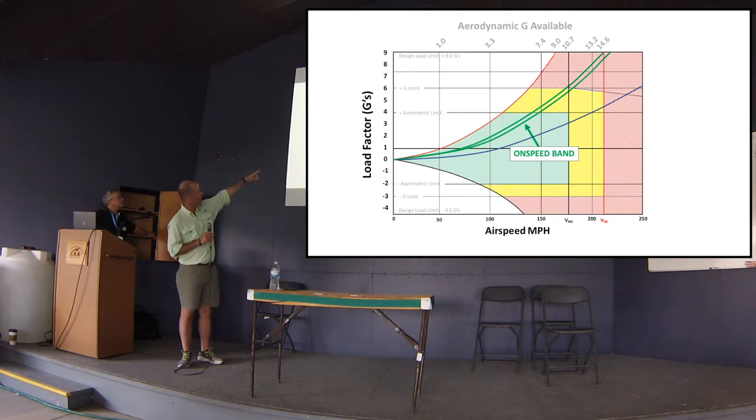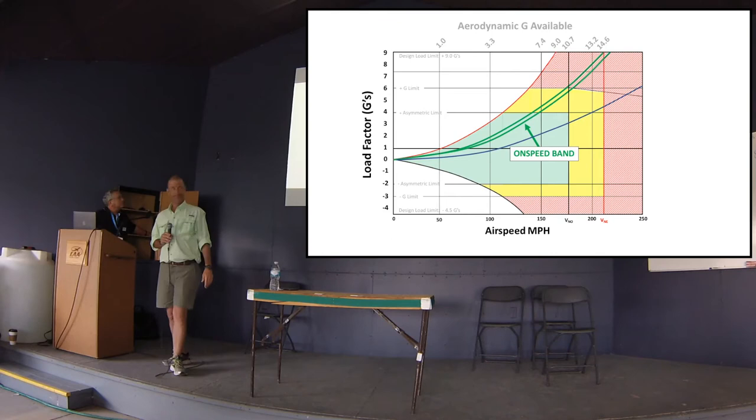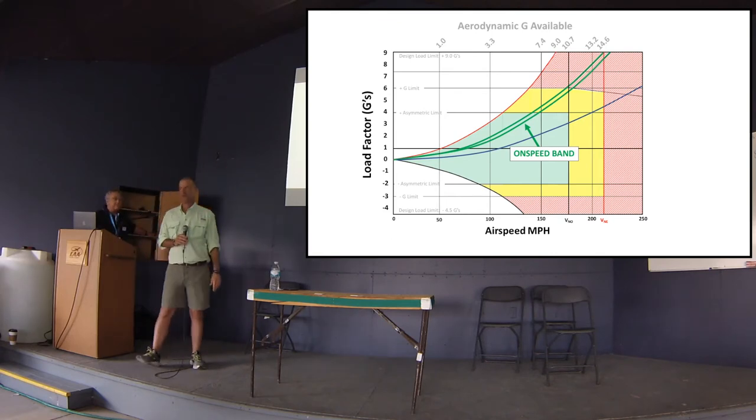So you've got stall speed on the left, which is about 50 miles an hour for this particular airplane. Then you've got on speed, which is about 75 miles an hour for this airplane. And then you've got L over D max, which is about 105 miles an hour for this airplane. But the neat thing about those numbers is they all go out to the flight envelope.